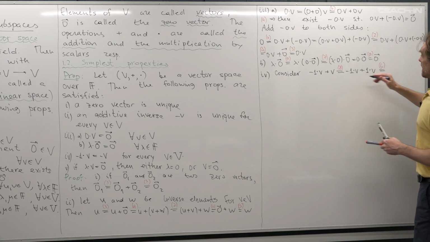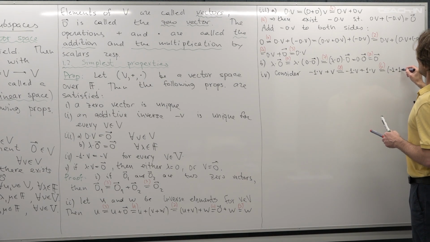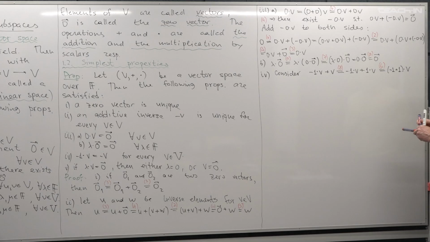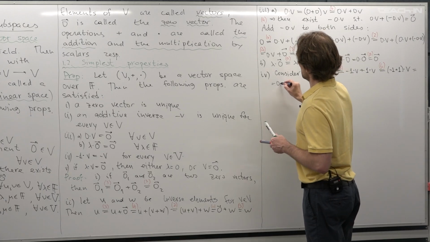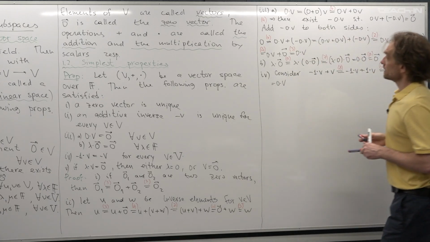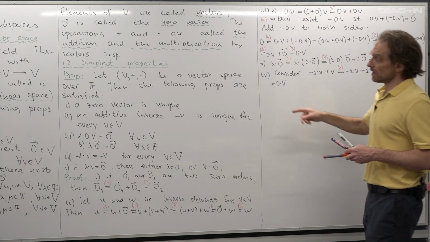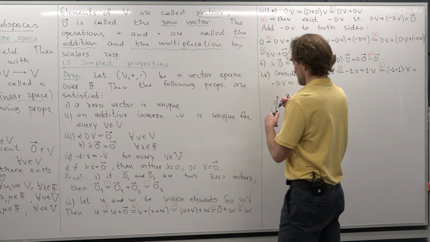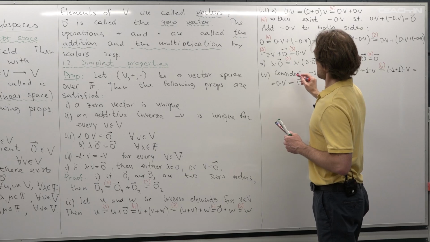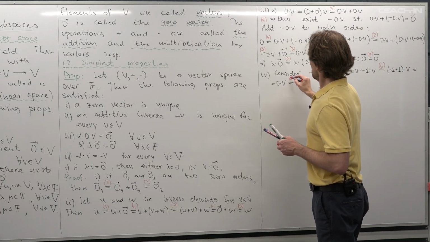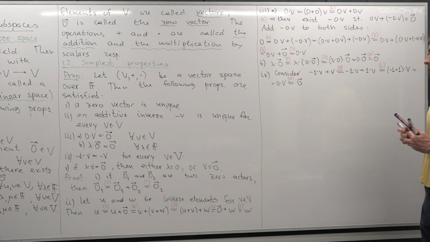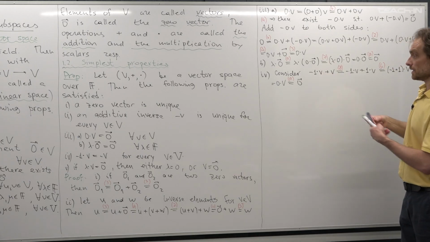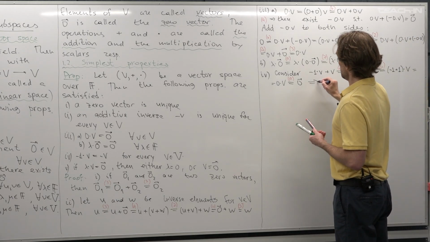And we are going to rewrite this as minus 1 plus 1 multiplied by v. Okay, and so this is the addition in the field, so we get 0 multiplied by v. And we already know that when we multiply the 0 from the field by any vector, we get the 0 vector. So it follows from the property 3a. I will just denote it by a, just because there are no other a's here. Okay, so this proves that this vector is the inverse for v.